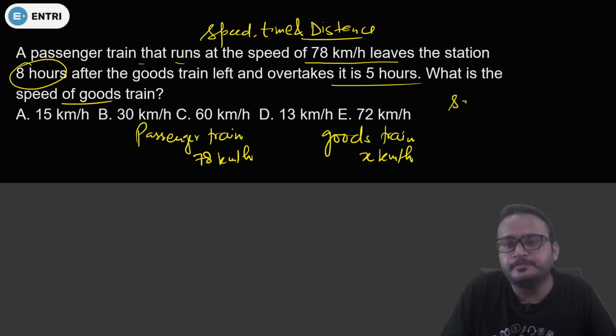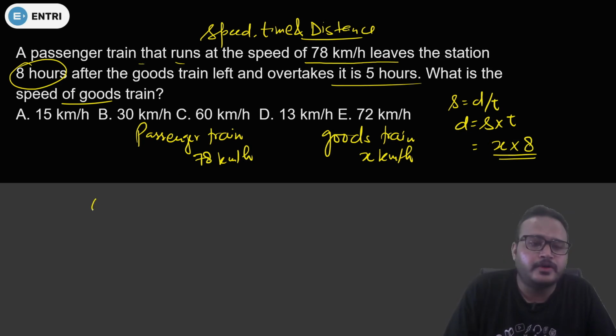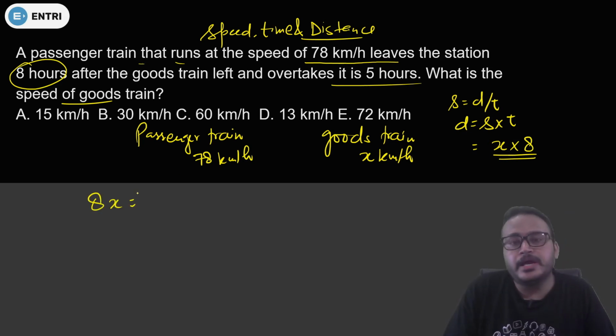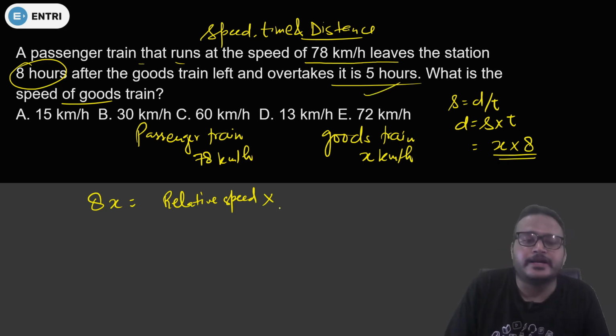We know that speed equals distance upon time. So distance equals speed multiplied by time. Distance will be x multiplied by 8. So this distance the goods train covers, 8x, will be equal to the relative speed of the passenger train and goods train multiplied by the time taken by the passenger train to overtake the goods train, that is 5.